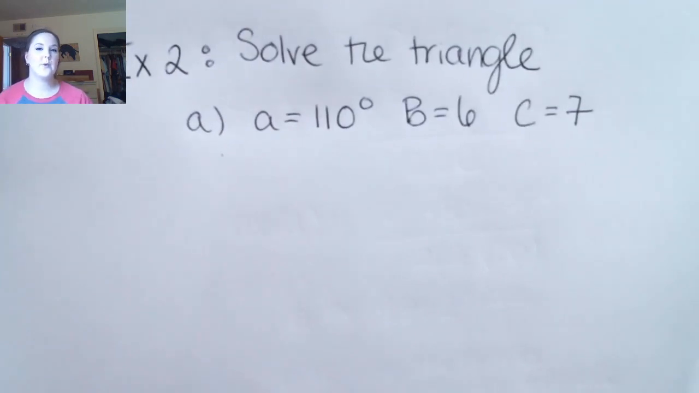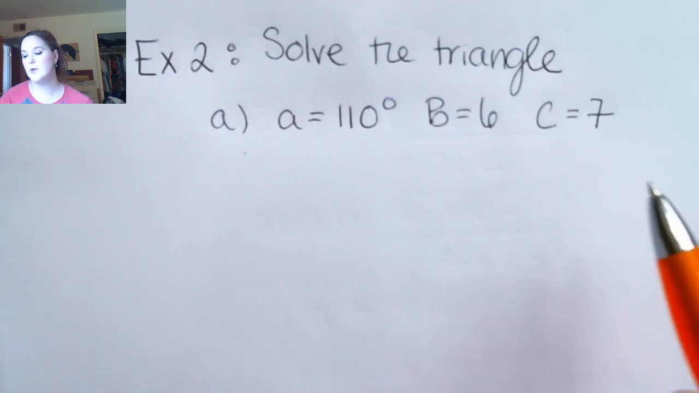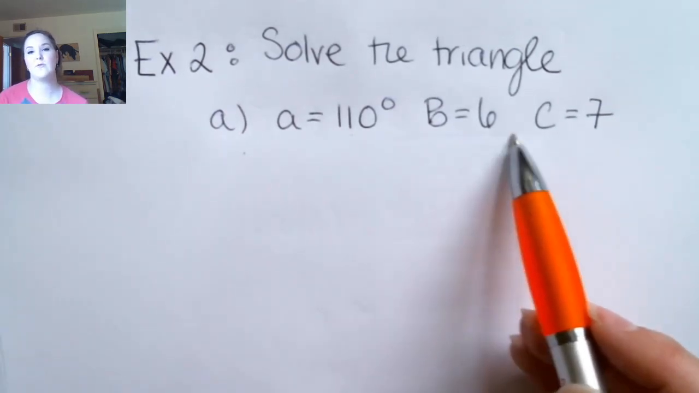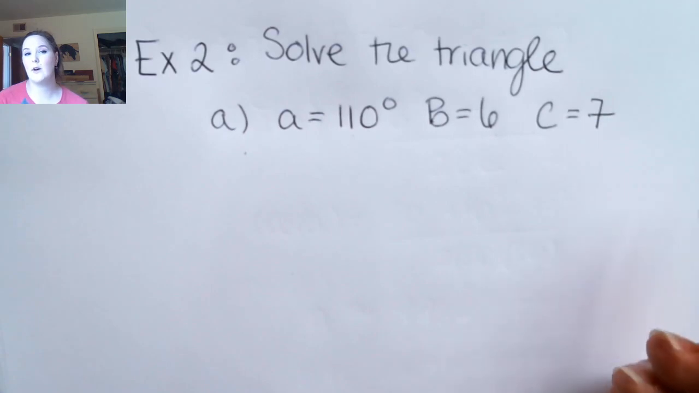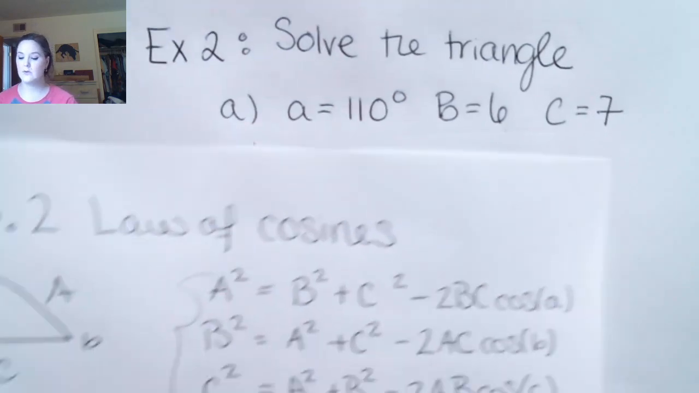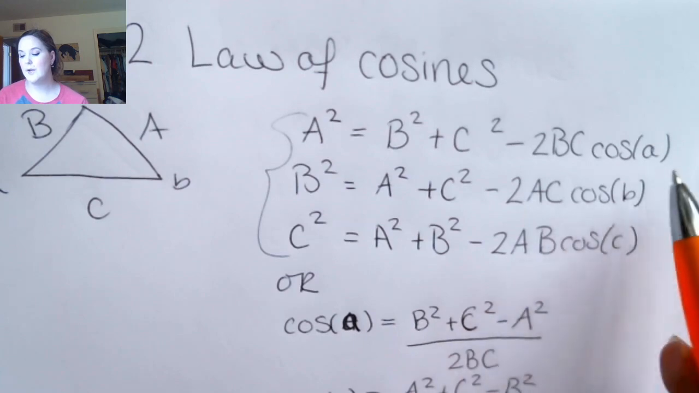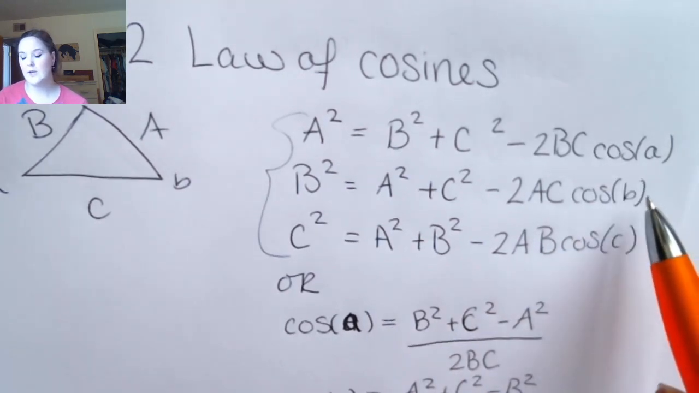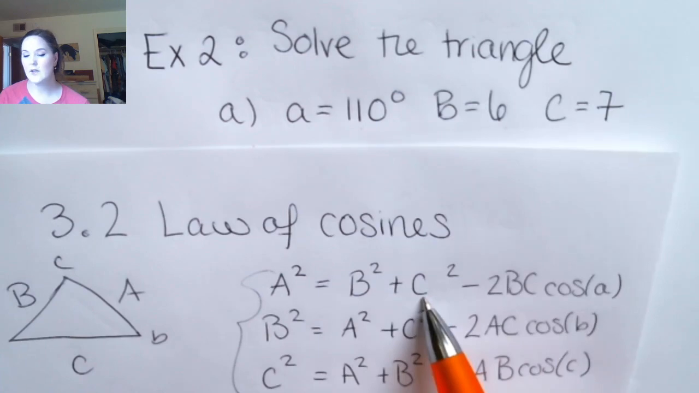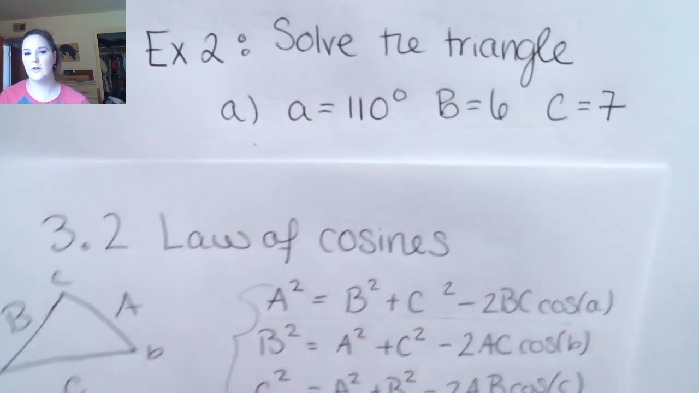Okay, so we have one angle A and two sides B and C. Okay, now you might be wondering, why don't we just use the law of sines with this? Well, we can't because we don't have an angle that's across from a given side. That's what you need for the law of sines, an angle that's across from the side, but we don't have that. So we're going to use one of these three formulas, okay? And we're going to pick it out based on which angle we know, right? So the sides we know are B and C, okay? And the angle we know is A. So we're going to use this first one here, okay?